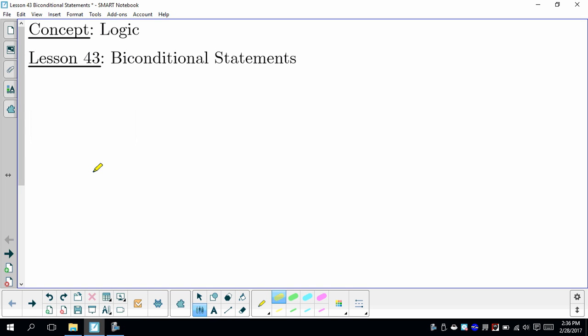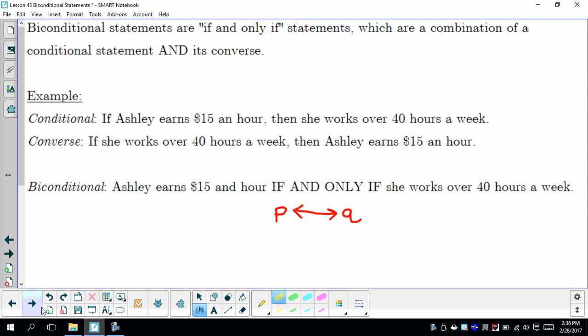Hey, today we're going to talk about a combination of a couple of our conditional statements, and they create what we call a biconditional statement. So our regular conditional statements were if-then statements, and these biconditional statements are if and only if statements, and they are a combination of the original conditional and its converse.